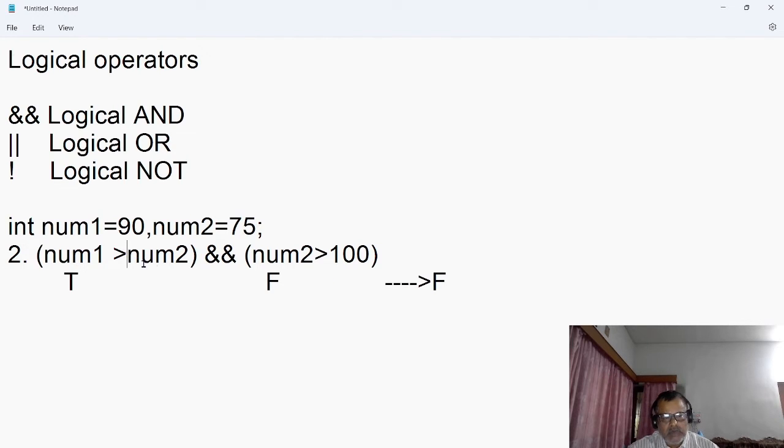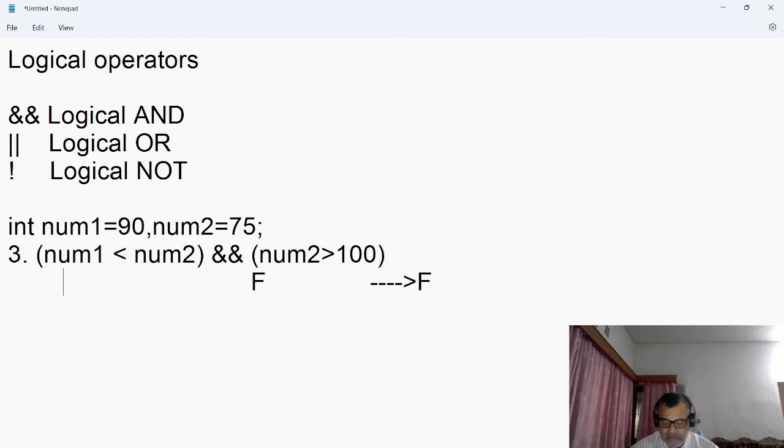Now I want to change here also. It is less than, and I want to change it. Third one: if both the expressions are false, you will get false. It means in logical AND, if both expressions are true, you will get true. Otherwise, in all other conditions, you will get false.